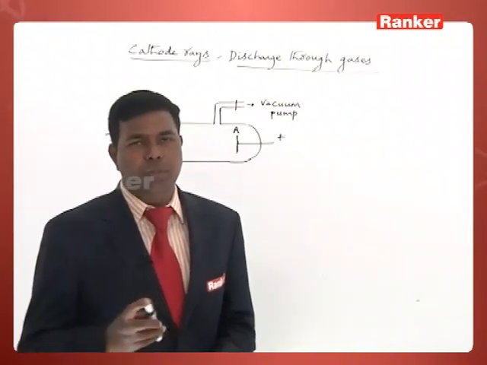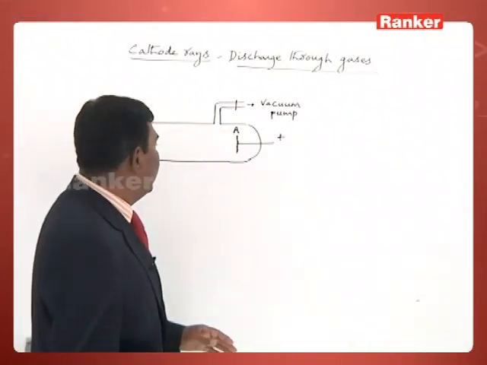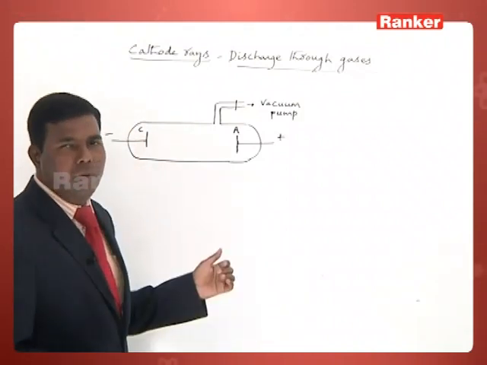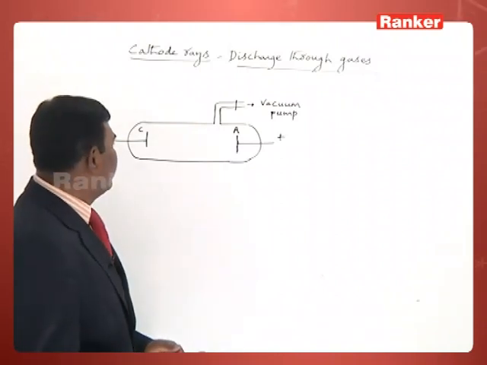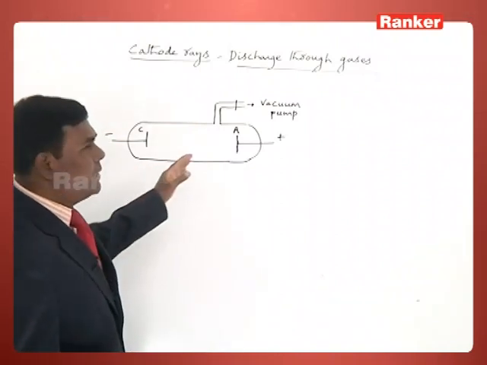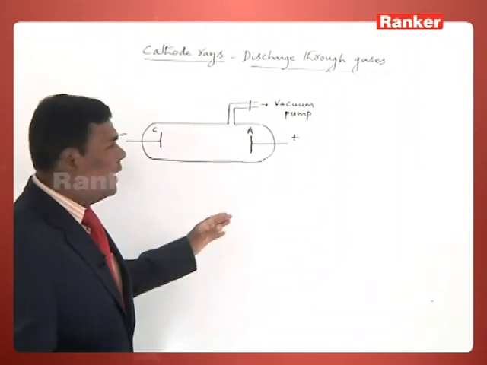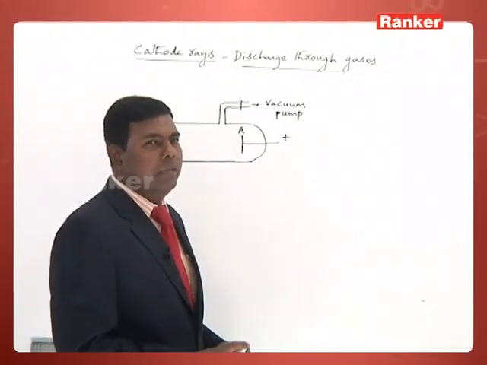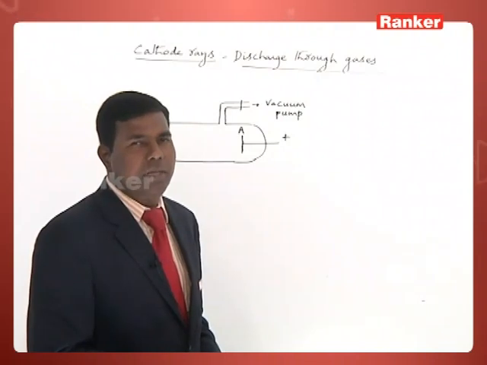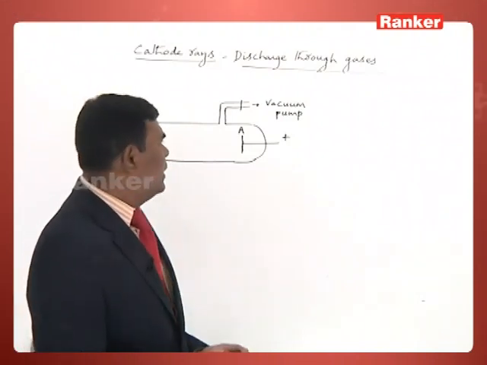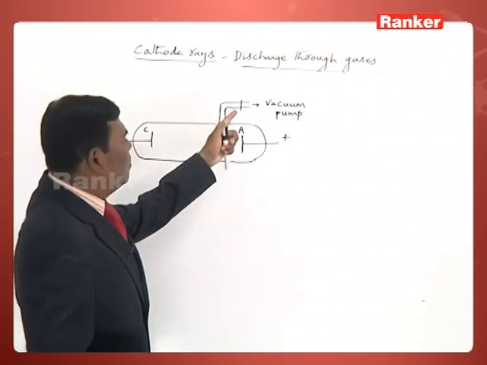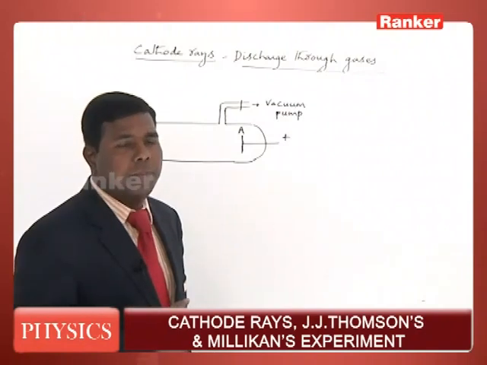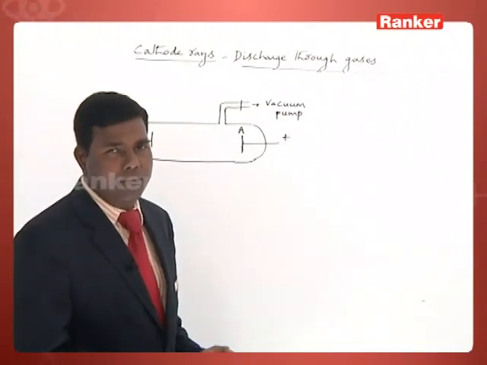Such a discharge tube is shown in the figure here. It consists of a long tube of about 40 centimeters in length and about 4 centimeters in diameter. Two electrodes are placed inside the glass tube, one cathode and another anode. The cathode is connected to the negative terminal and the anode is connected to the positive terminal of an external power supply. And we are using a vacuum pump, using which we can change the pressure inside the glass tube. The pressure can be adjusted according to our requirement.